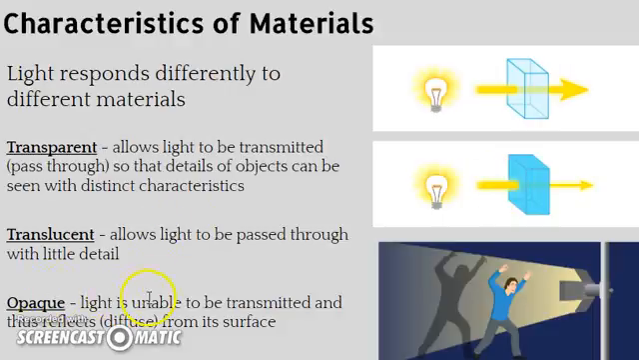And something that's opaque: light is unable to be transmitted and thus reflects, in this case diffusely, from its surface. You are an opaque object, and therefore your shadow is simply not allowing light to reach this area. So light is going to reflect off of you, and your shadow is simply the void or lack of light.